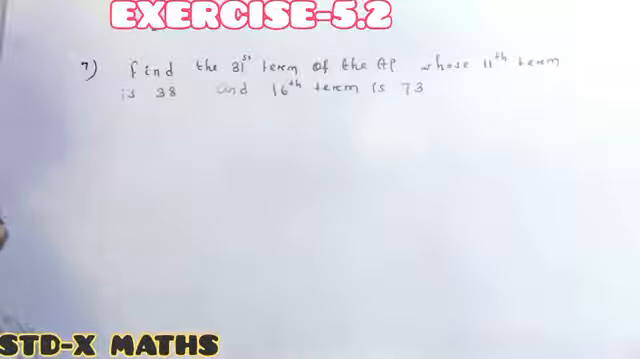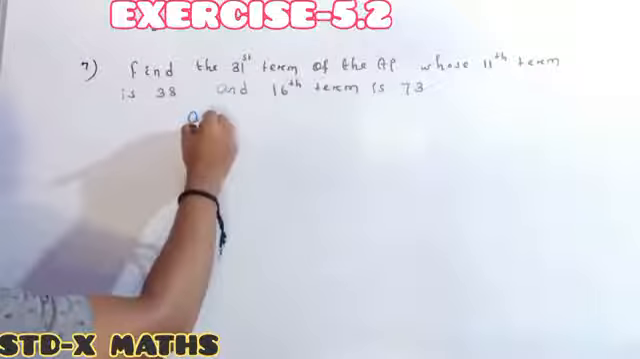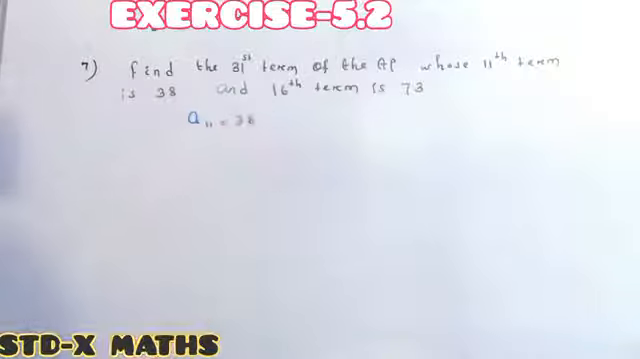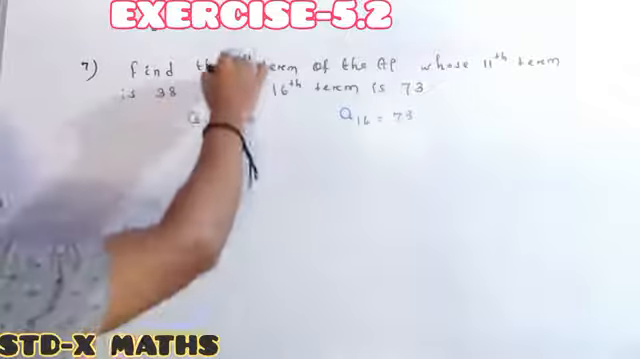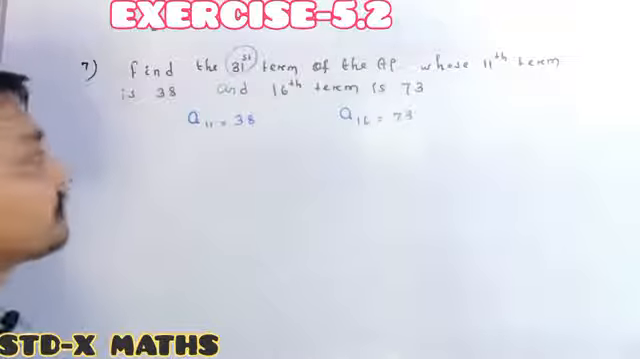Leaving this one, in question number 7, it is asked to find the 31st term of the AP. You have to find out the 31st term, otherwise A31, whose 11th term is given. See, the 11th term is 38. It means A11 is our 38. And another one is the 16th term. It means A16 is our 73. So you need to find the 31st term, otherwise our A31.